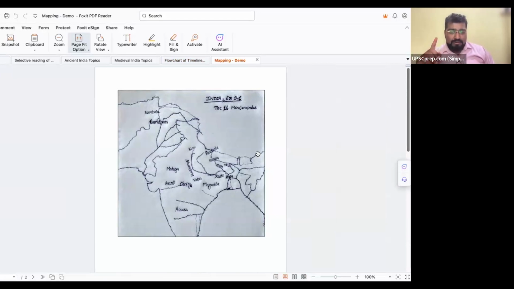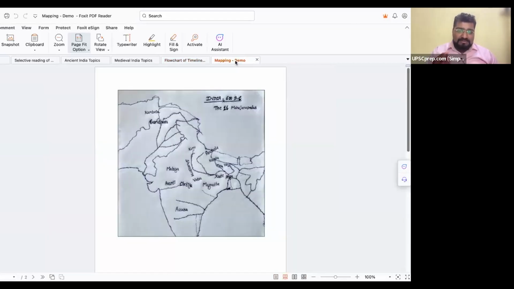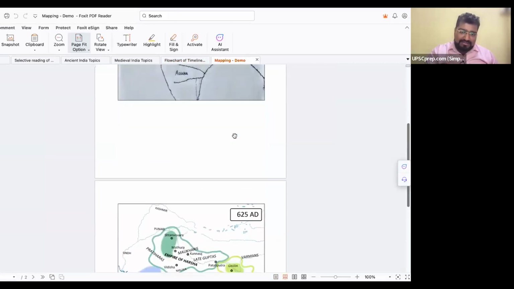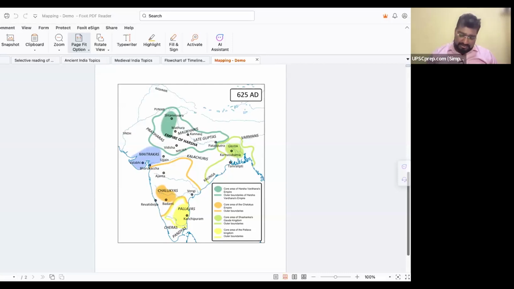So the second problem which people usually have in general is remembering the facts and figures. So first, timeline will help you out. Second, maps, or let's say locating the important things on the maps, will help you out. And third, there is a problem with respect to some important facts and figures. Let's say the terminologies.